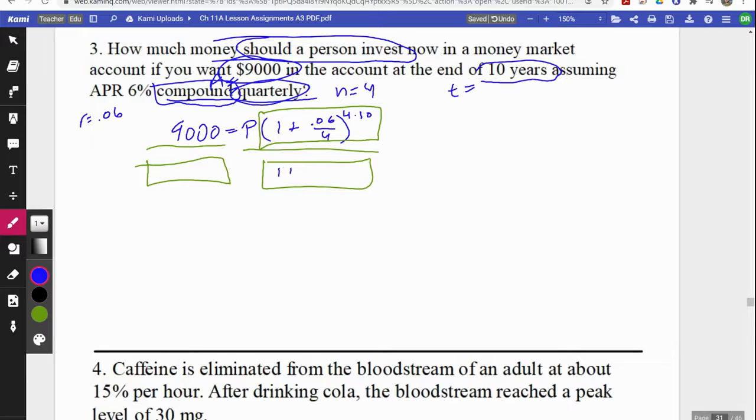So, it's 1 plus 0.06 divided by 4. And this is kind of a sneaky way to do it. 4 times 10 is 40. Sneaky way to do it because I should probably simplify this to get it to one number and then divide it. But my calculator is going to do it anyway, so I'm just going to have my calculator do it all at once. So this would be the same thing, 1 plus 0.06 divided by 4 to the 40th power. So that's all I have to type in there.